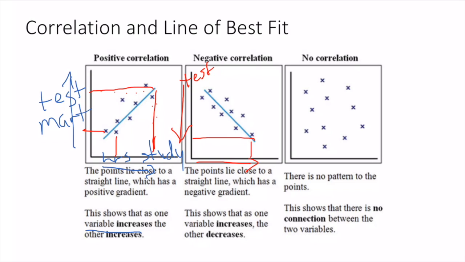And then if they have no correlation, it means they're scattered all around the graph. That means there's no connection between the two variables. So maybe, say, age and hair length.